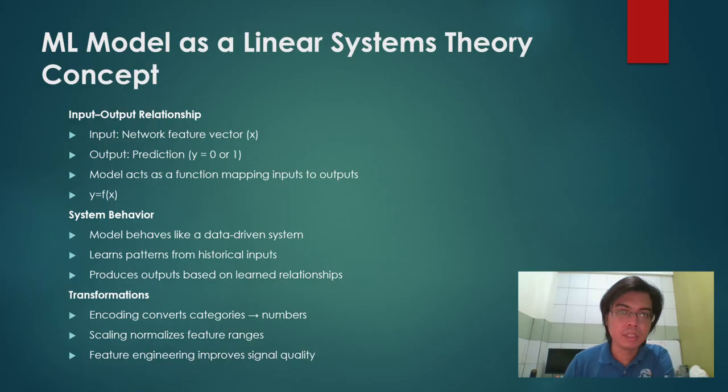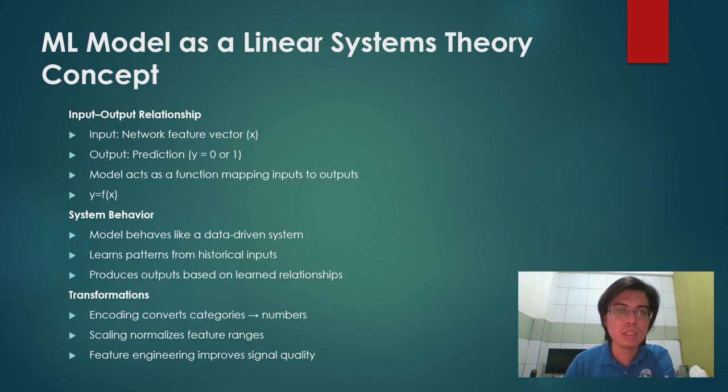We relate the machine learning model to linear systems theory. So the model can be seen as a system where the input is the network feature vector, and the output is a prediction, either normal or attack. So we can represent this as a function where the model maps input data to output decisions.